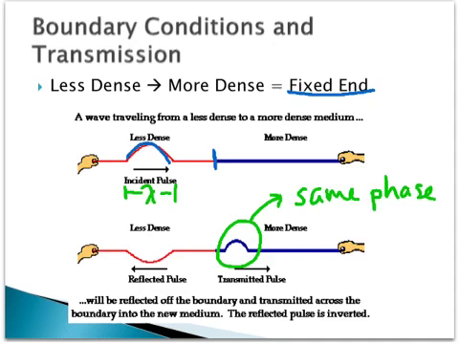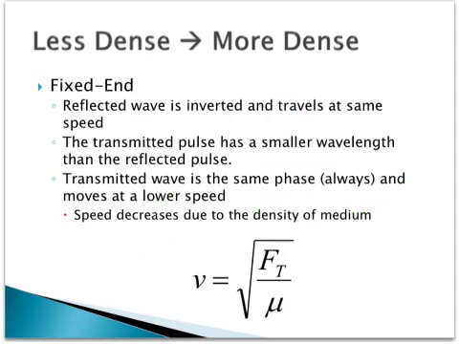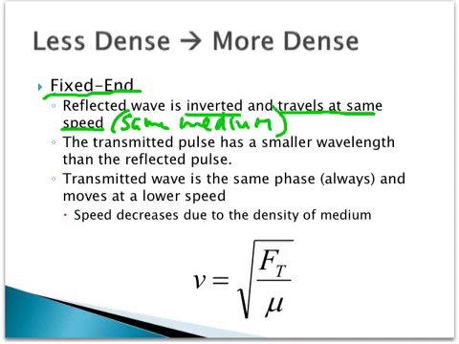Why do you think that is? Talk about that. Notice when it hit from a less dense to a more dense boundary, it was similar to hitting a fixed end. So the reflected wave, like we saw before, was inverted and traveled in the opposite direction, and it travels at the same speed because it's within the same medium. This is the reflected wave. The transmitted wave, however, had a smaller wavelength. So when going from a less dense to a more dense medium, the wavelength changed. Why do you think that is?